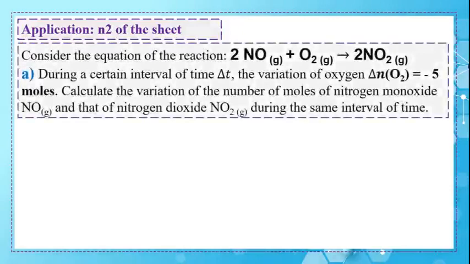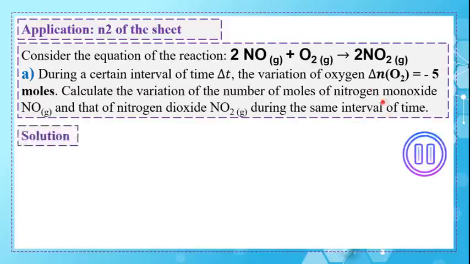Now, let's do an application, number 2 of the sheet. Please take 3 minutes, read the question and try to solve it. Now, pay attention here that delta n of O2, which is a reactant, is equal to minus 5 mol, minus, since the variation of the number of moles of a reactant is always negative, since n2 is smaller than n1.